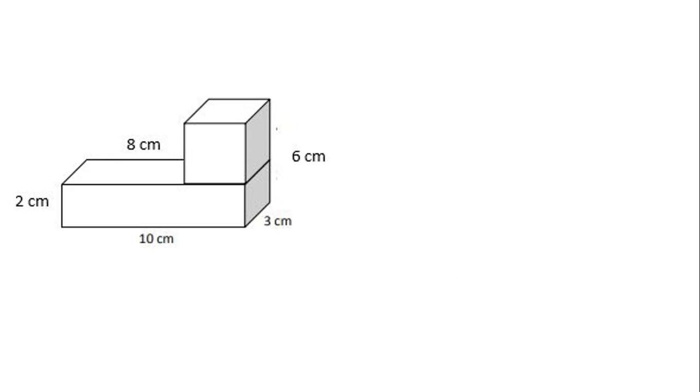Let's do this last one together. We're going to separate the composite figure into rectangular prisms A and B. We're going to find the volume of rectangular prism A first, which is the one on top.